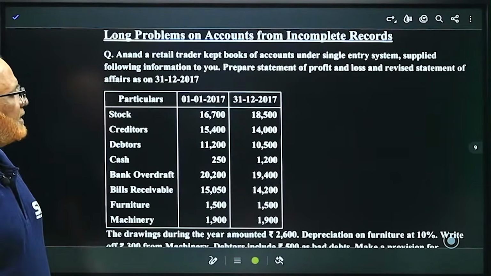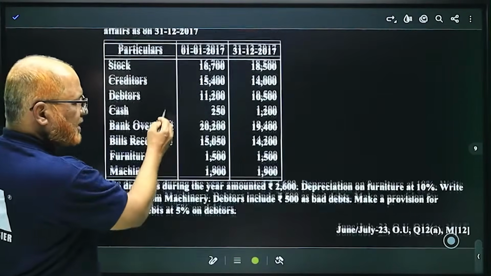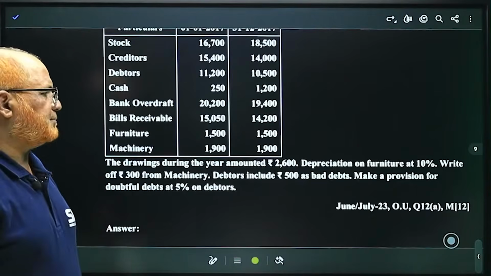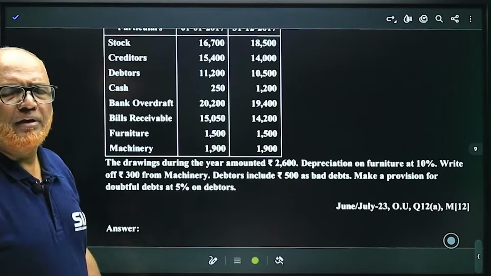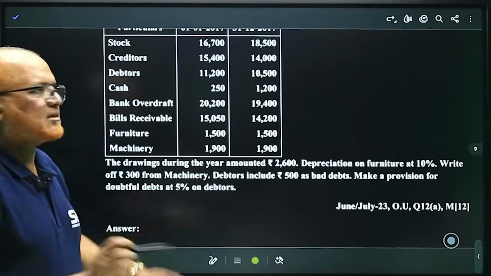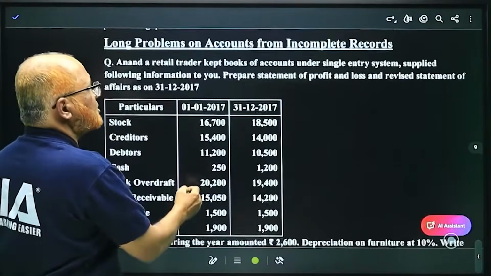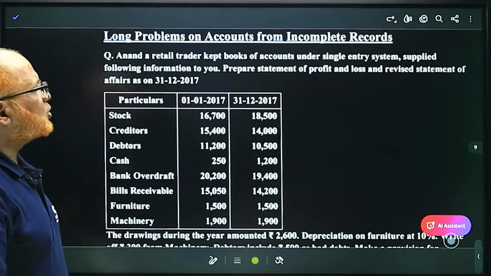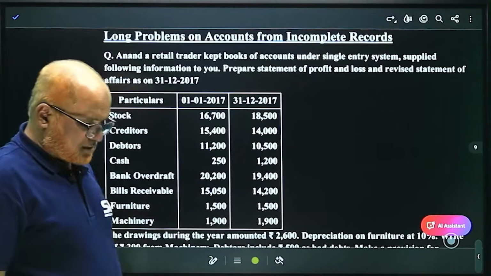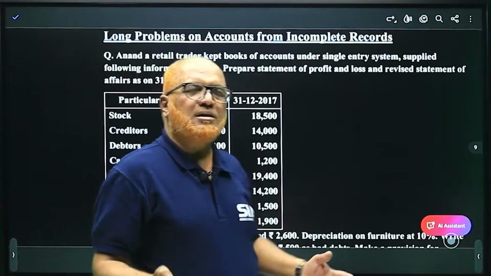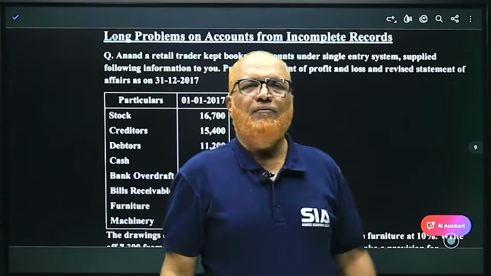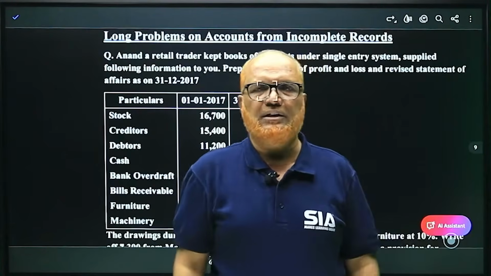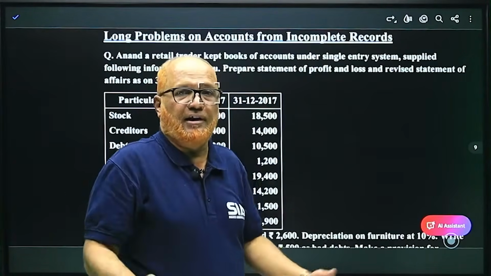Anand, a retail trader. Actually, this is the examination problem asked in June, July 2023. Recent examination problem. This type of problem you can expect in examination in this unit. Anand, a retail trader, kept books of accounts under single entry system. Actually, single entry system is not a system at all. When accounts are incomplete, it is named as single entry. Otherwise, there is no system called single entry system.